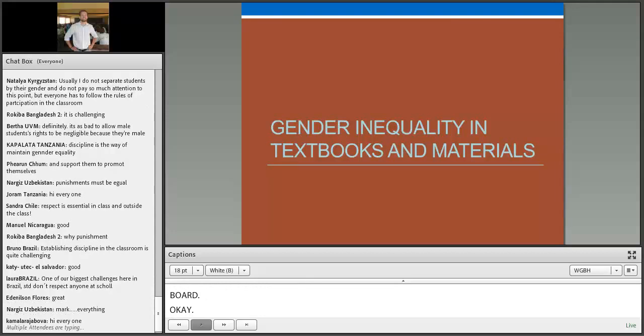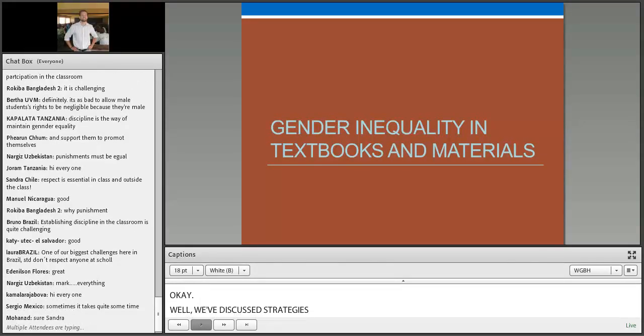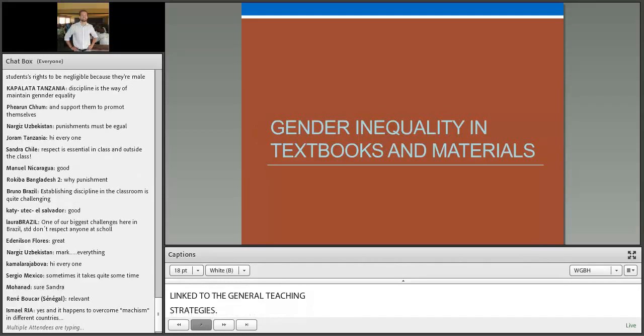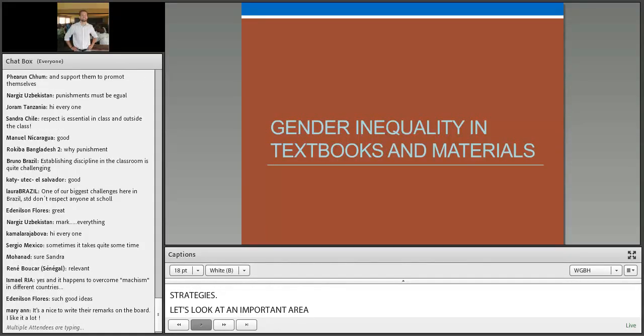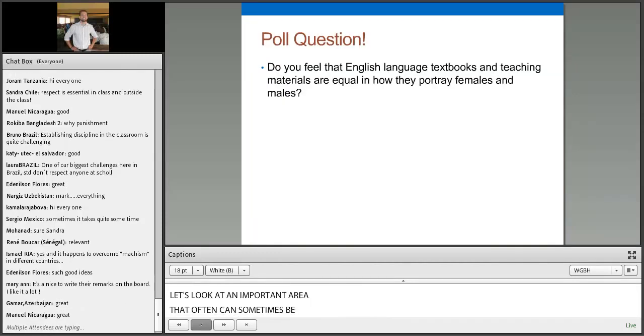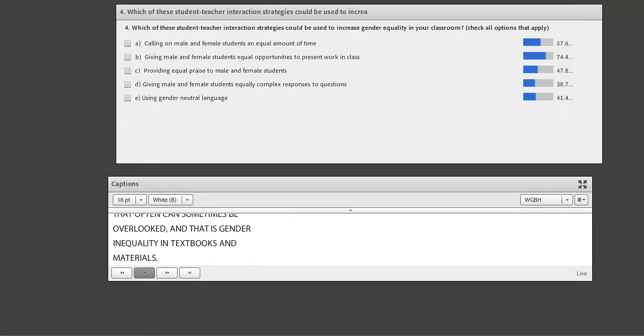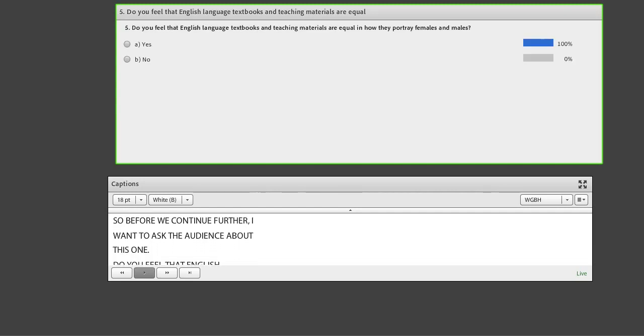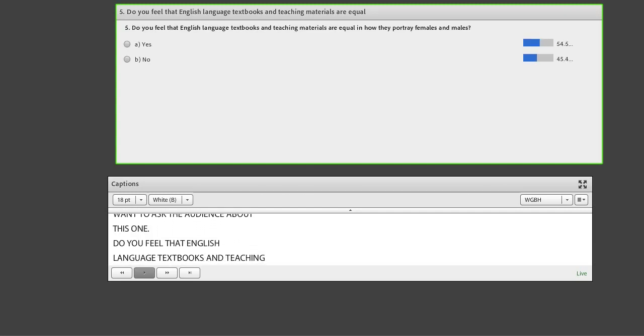Okay, well, we've discussed strategies for creating an equal learning environment and how those are linked to the general teaching strategies. Let's look at an important area that can sometimes be overlooked, and that is gender inequality in textbooks and materials. So before we continue further, I want to ask the audience about this one. Do you feel that English language textbooks and teaching materials are equal in how they portray females or males? So indicate yes or no. I'll give you a few moments to put your answers.